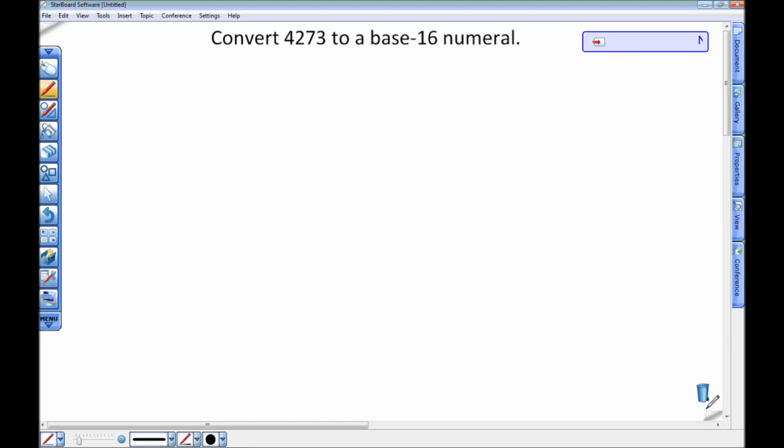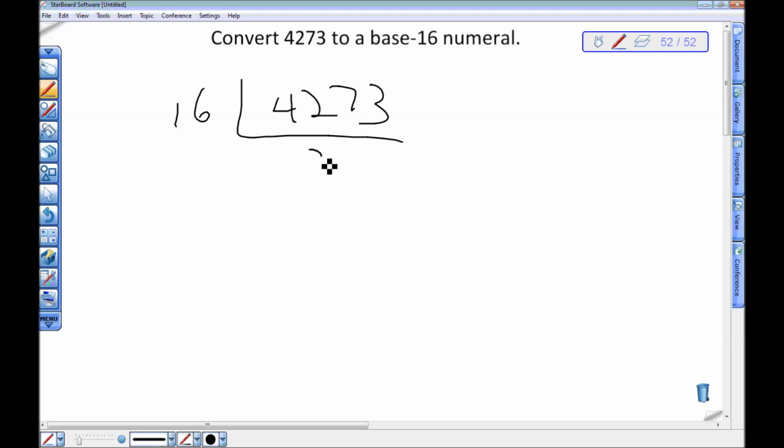Let's do just one more. Let's do a base 16 one. I would convert 4,273 to base 16. So I take 4,273 divided by 16. I get 267 with a remainder of 1. So now I'm going to take 267 divided by 16.